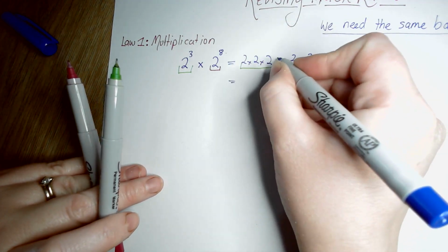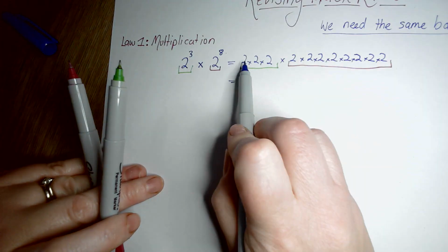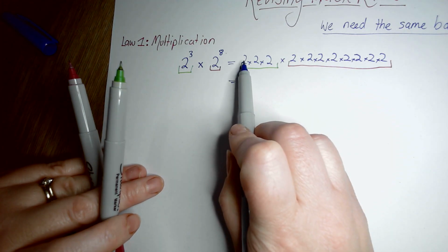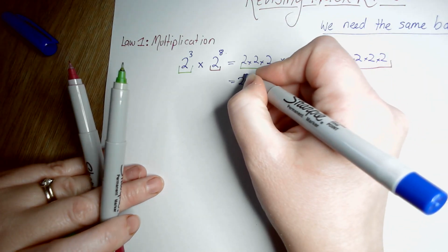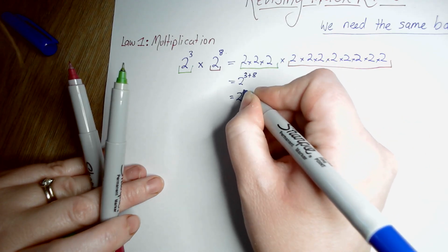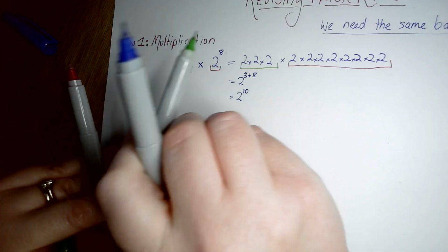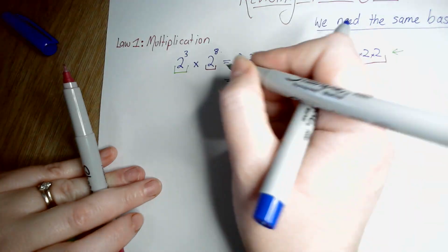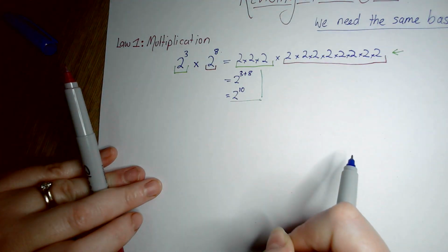So we end up with 2 to the power of 3 plus 8, because if you notice, if we count up how many times we're multiplying 2, we get 1, 2, 3, 4, 5, 6, 7, 8, 9, 10. So we end up with 2 to the power of 3 plus 8, which is 2 to the power of 10. Now that's 3 lines of working out. You don't have to show this line. This is just me putting this here. But in a question like this, you do need to show these 2 lines of working out.